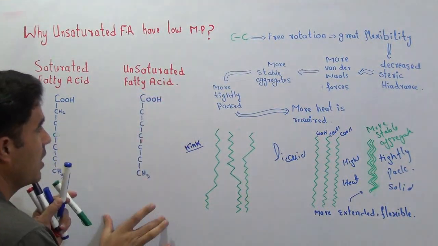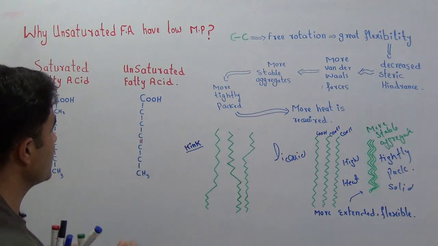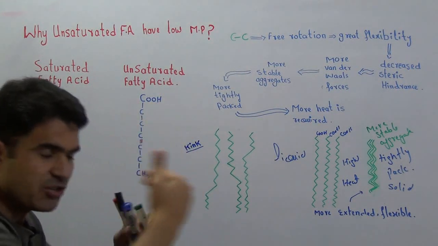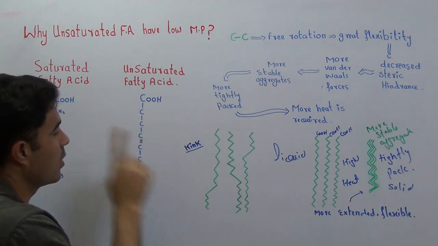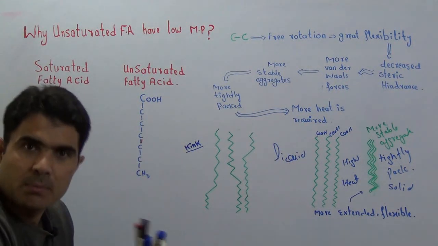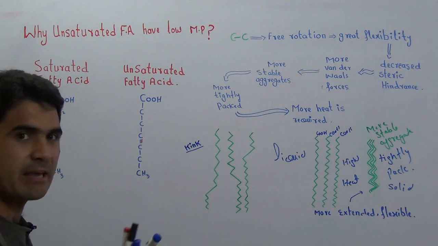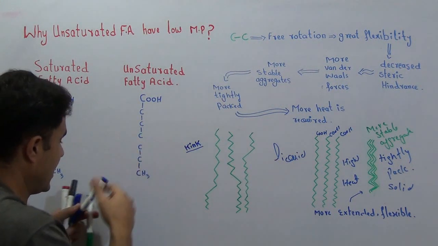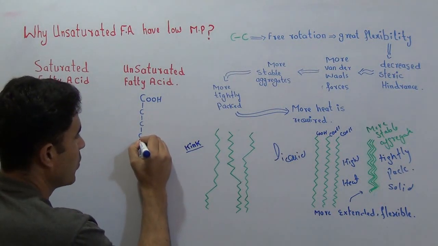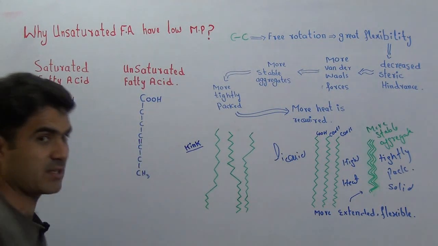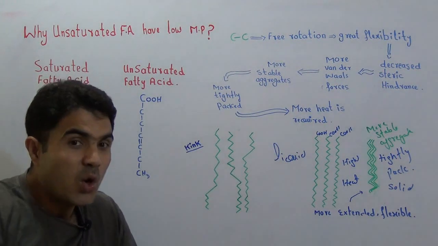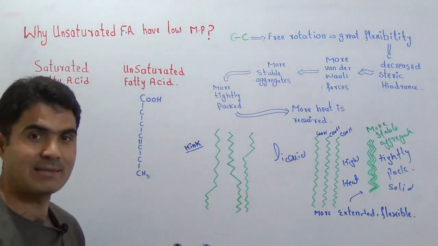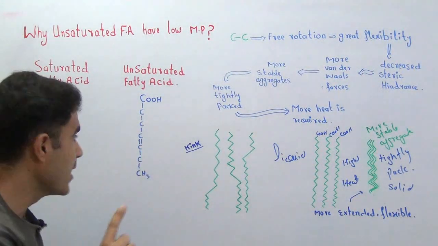Here on that side, we have an unsaturated fatty acid where there is a single bond between each carbon atom, but there is one double bond, maybe two, maybe three, maybe four double bonds. But today I gave you only one example, with only one double bond. When there is a double bond, this is so interesting. The whole game starts here. The whole concept of today's lecture starts here.